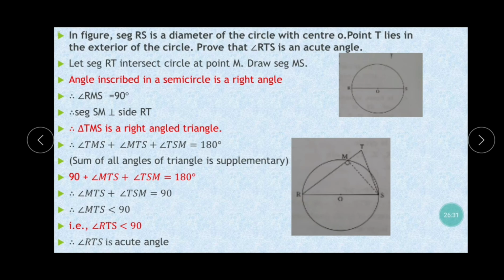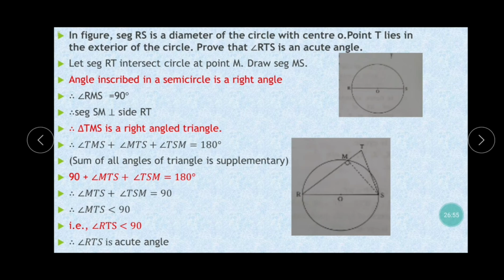Now we come to the next problem. In the next problem, segment RS is a diameter of the circle with center O. Point T lies in the exterior of the circle. Prove that angle RST is an acute angle. Okay, so here let RT intersect the circle at point M.